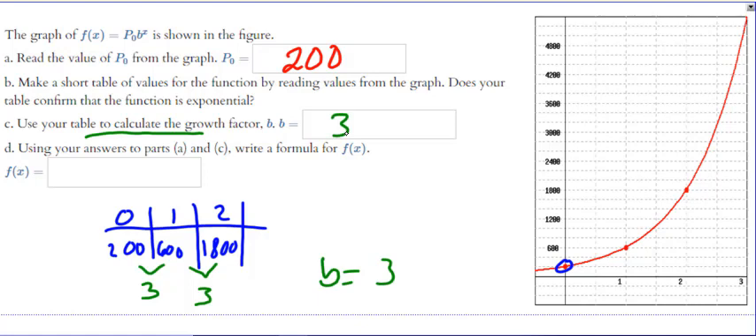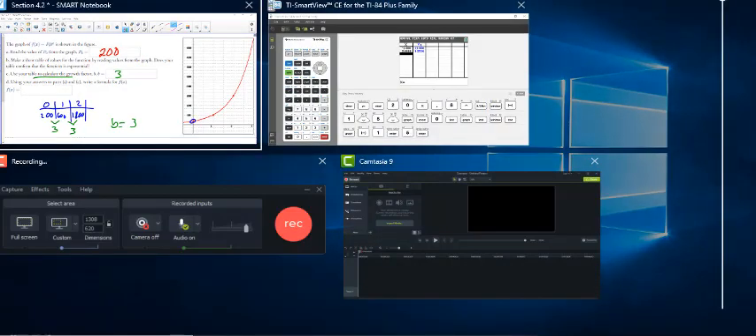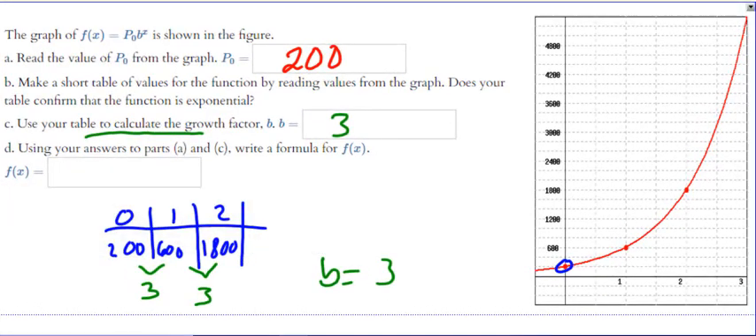So I can write the equation, and the equation is nothing more than 200 times 3 raised to the x, and that's a multiplying right there. Okay, that's enough of Chapter 5, Section 4.2, Part 1 video.